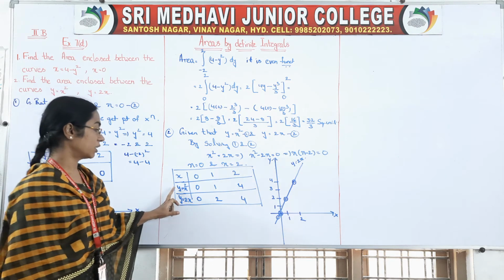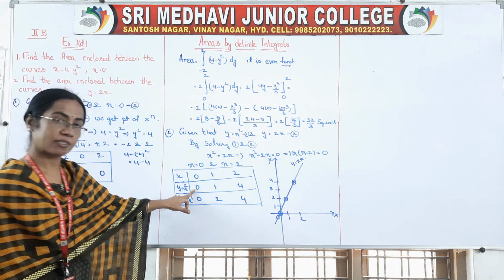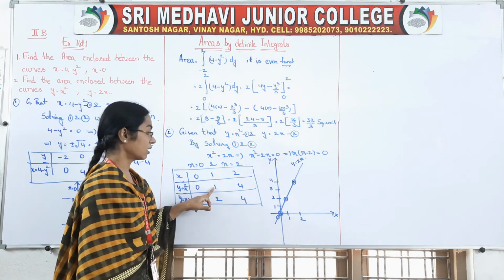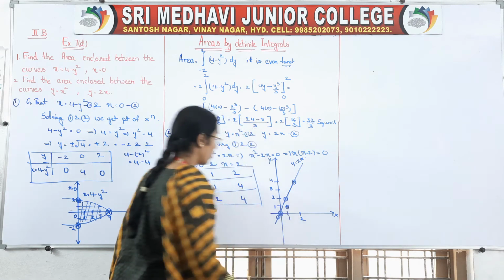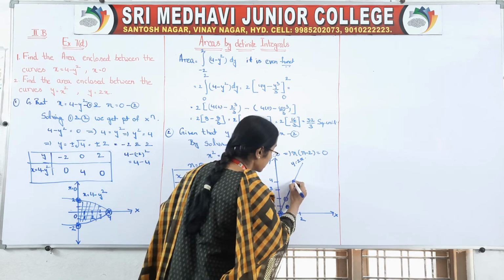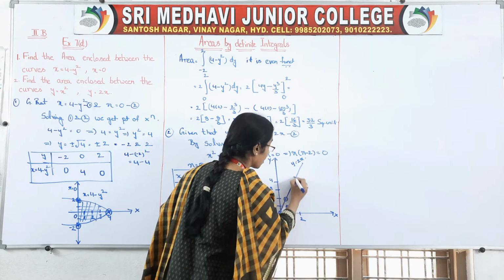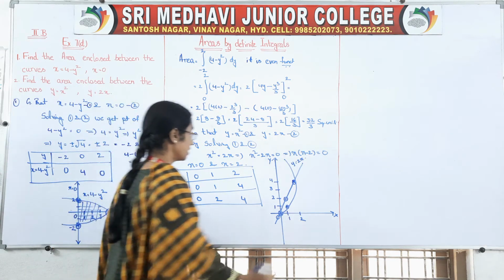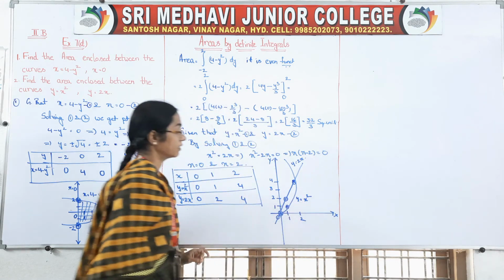Okay, now come to this curve, y is equal to x square, 0 at 0, same point, right. Next 1 at 1, 1 at 1 means here is the point. Next 2 at 4, 2 at 4, same point, join them, right. So this is the curve. So what is that curve? y is equal to x square is the curve.